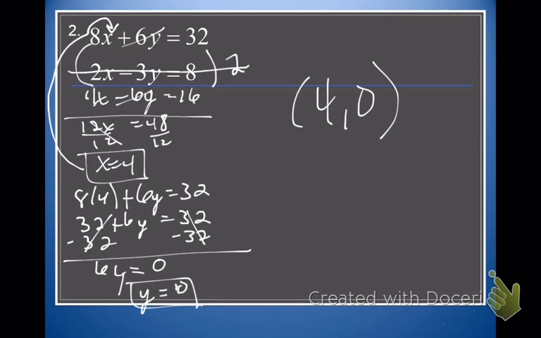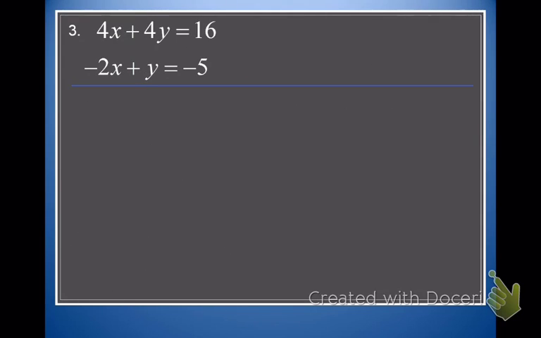All right, so now you try. Here's one for you. Make sure the variables are lined up. Pick one to eliminate. Make their coefficients opposites. Add the two equations, and then go from there. Okay? Stop the video, give it a shot, start it back up, and see if you get it right.